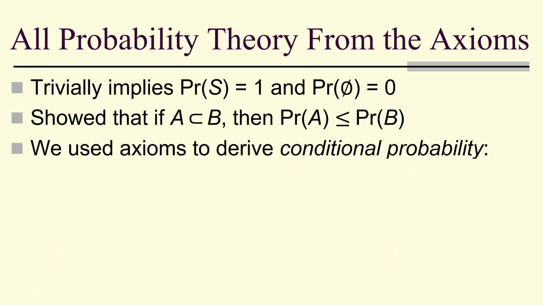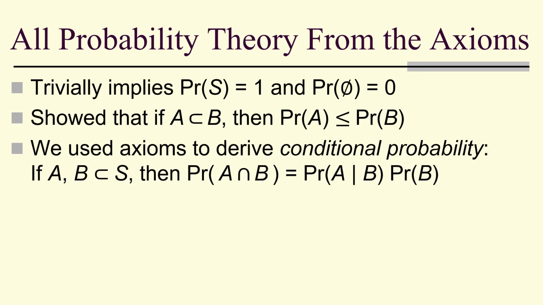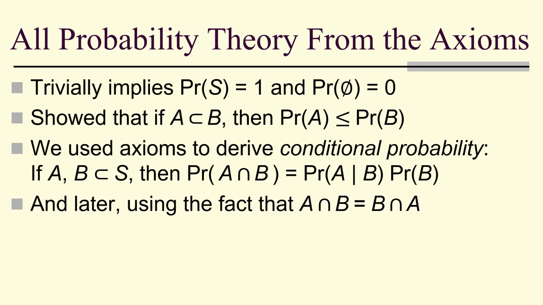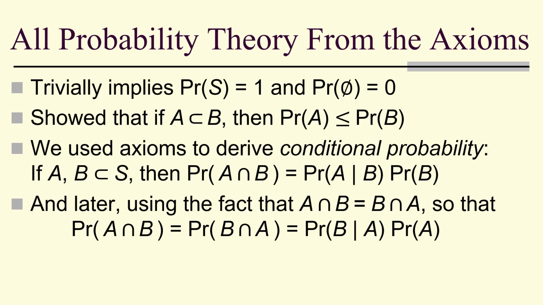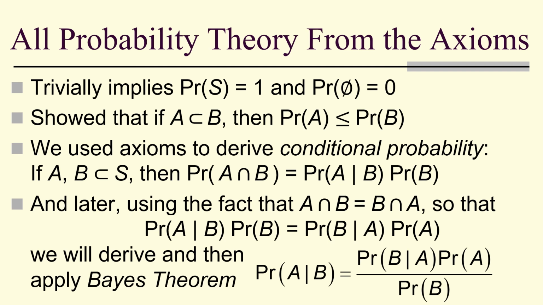Remember, all probability theory comes from the axioms. We just use axioms to derive conditional probability, for example. And later, we can use the fact that A intersect B is B intersect A to show that the probability of A conditioned upon B times the probability of B is the probability of B conditioned upon A times the probability of A. And rearrange that, we end up with what's known as Bayes' theorem, which we will use later.